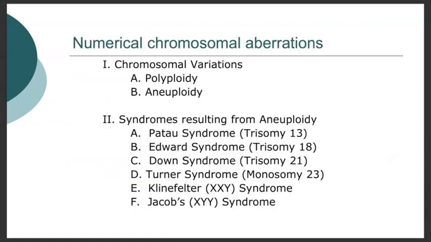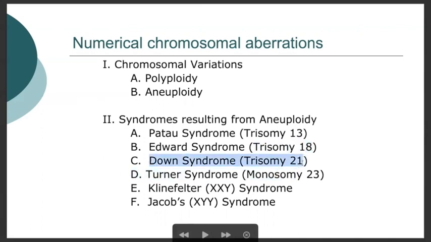Now, this tabulation would show you the classification of the numerical chromosomal aberration. You have chromosomal variations in terms of polyploidy and aneuploidy. And we have syndromes resulting from aneuploidy. You have Patau syndrome, which is trisomy 13, meaning you have an extra chromosome number 13. Edwards syndrome is trisomy 18. So an easier way for you to remember is E for 18. So E for 18, you have an extra chromosome number 18.